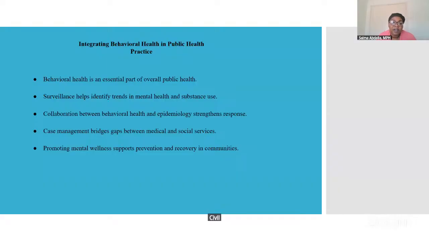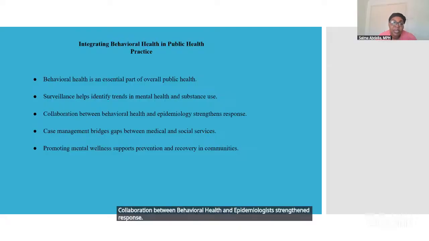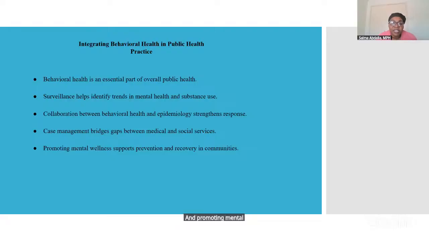Surveillance helps identify trends in mental health and substance use. Collaboration between behavioral health and epidemiology strengthens response. Case management bridges the gap between medical and social services, and promoting mental wellness supports prevention and recovery in communities.